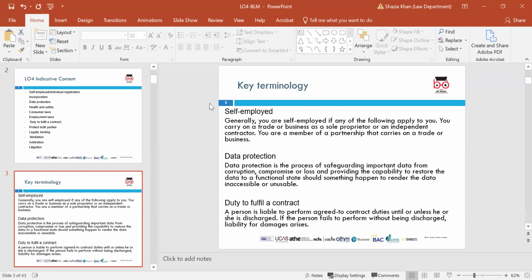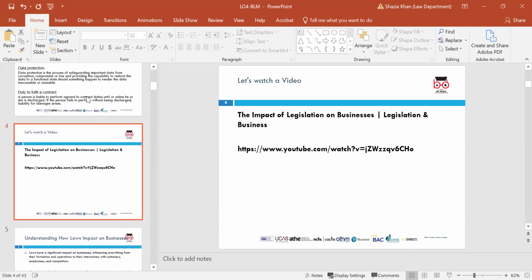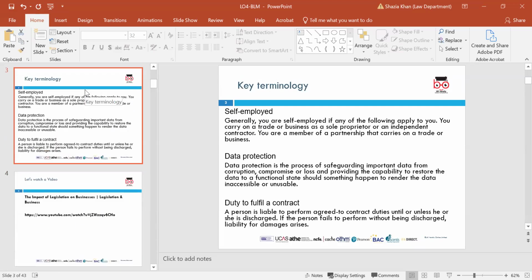So key terminology. Self-employed: if any of you are going to apply, you carry on a trade or business as a sole proprietor. Data protection is the process of safeguarding material, and a duty to fulfil a contract is a legally binding contract between the business and an individual.